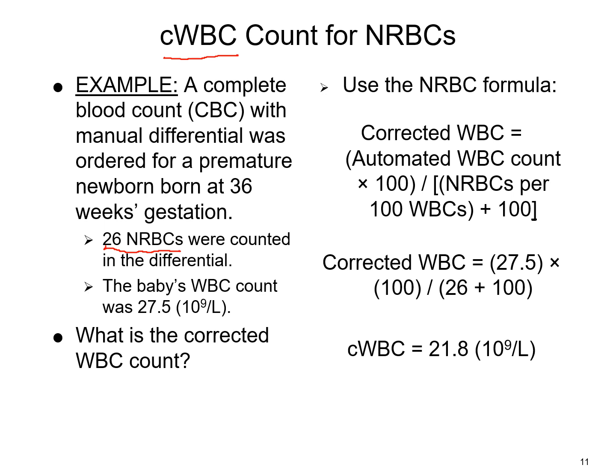So if the baby's automated count is 27.5, we plug that into the equation. Our automated count, 27.5, times 100, and then we plug in our nucleated at 26 plus 100. Once we do that calculation and work that out, that gives us a corrected white blood cell count of 21.8. As you can see, those nucleated red blood cells increase that count significantly. So it's very important that you do that correction, because it could indicate a falsely elevated white blood cell count that's really not accurate.